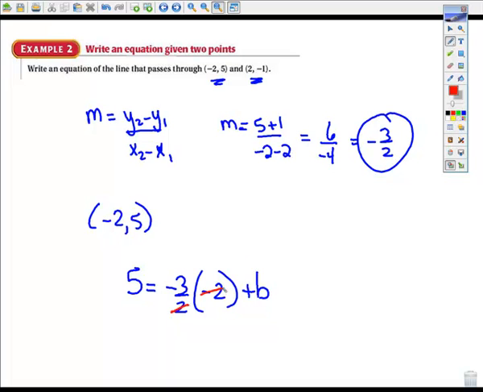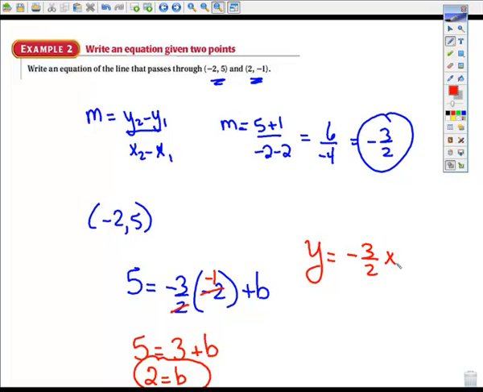2 divides into -2, -1 times. So I end up with 5 equals -3 times -1 is 3 plus b. Subtract 3 and I'll get a 2. So there's my y-intercept and there's my slope. So my equation of my line is y equals -3 halves x plus 2.